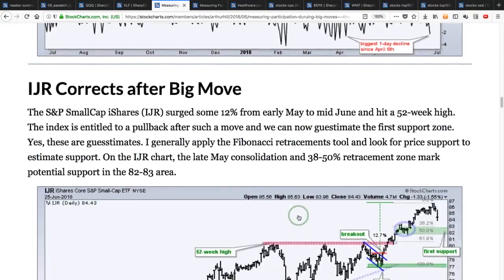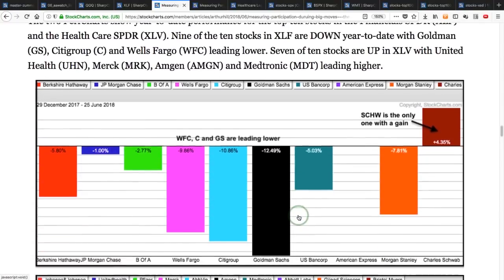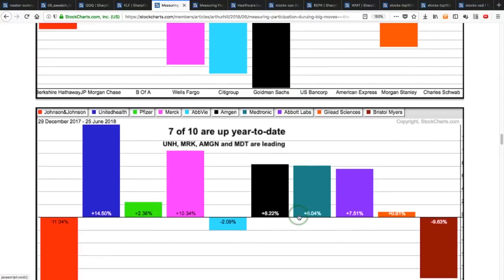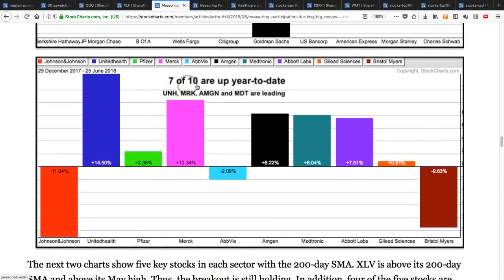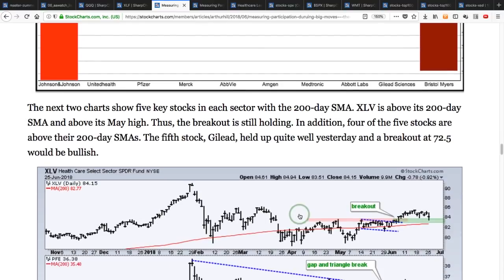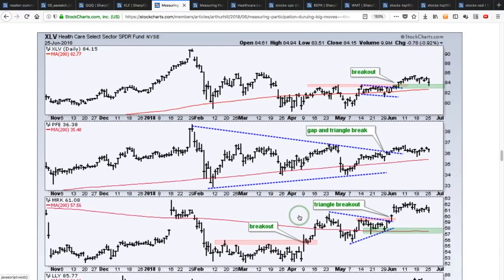But if we go down this chart, sorry for the scrolling if it's making you dizzy, but we can see, 7 of 10 were up year to date for healthcare towards the end of June. It was only Johnson & Johnson and Bristol Myers that were weighing. So there was internal strength. And then I look at the individual charts for some of the key players in the pharma sector. I'm going to look at those again.